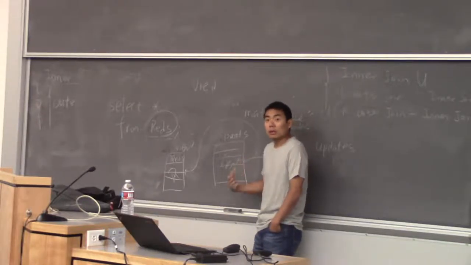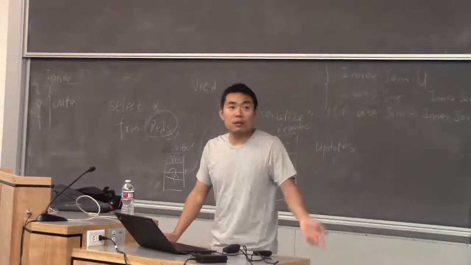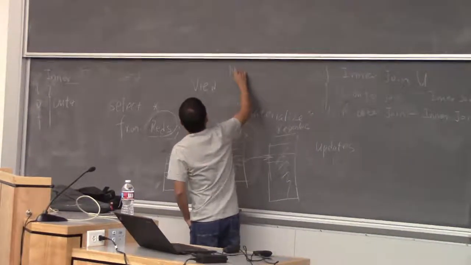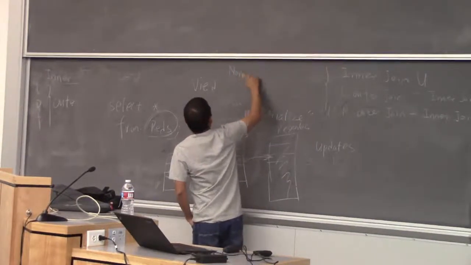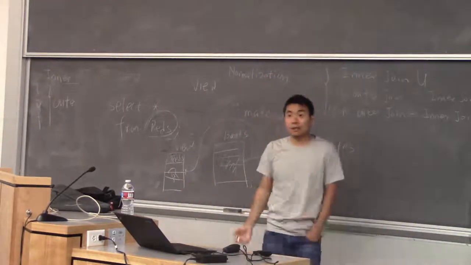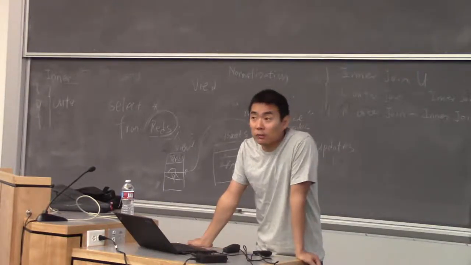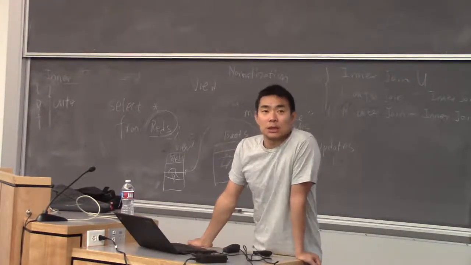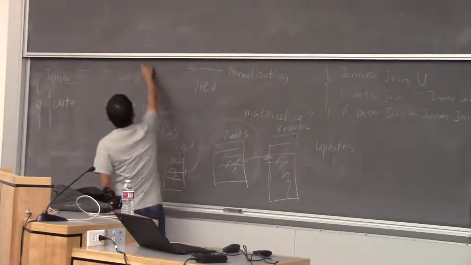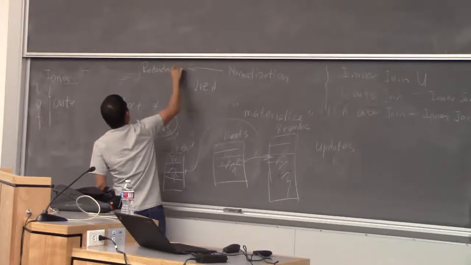You follow me? And if you have taken an undergraduate class, for example, if you have taken my undergraduate class, we talk about one subject called normalization, right? First normal form, second normal form, third normal form, BCNF. So what is normal form? Well, fundamentally, it has to do with redundancy in a database.